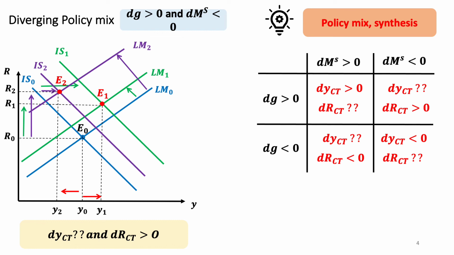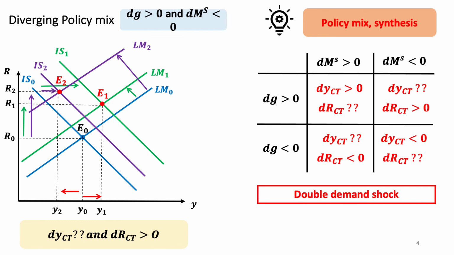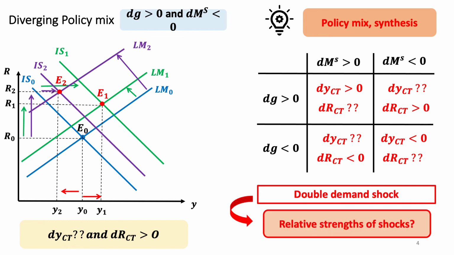An old example of this is the policy conducted by Poincaré in 1926, with the introduction of the franc Poincaré. A more recent example is the case of Germany or the UK at the beginning of the 1980s, when they decided to put in place restrictive fiscal policies and restrictive monetary policies to fight against inflation. Overall, these four combinations constitute double demand shocks. And to know what is going to be the impact on Y and R, we will need to know the relative strength of these two policies.